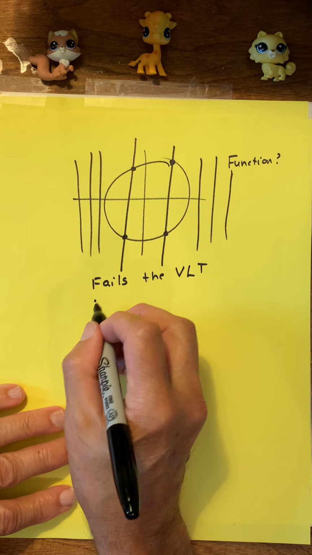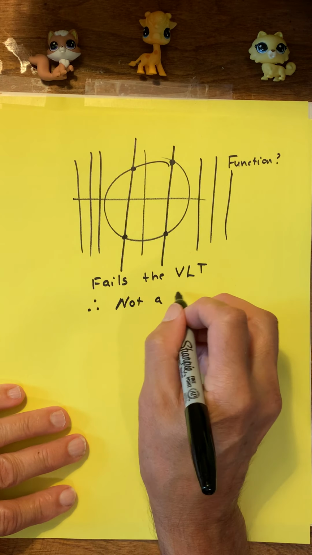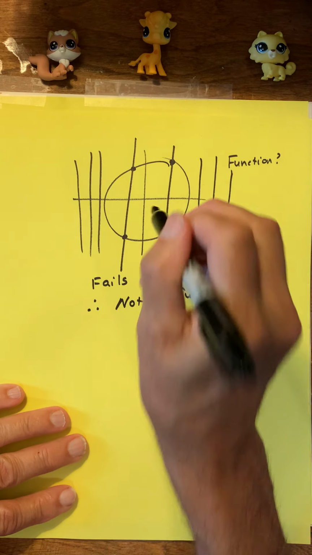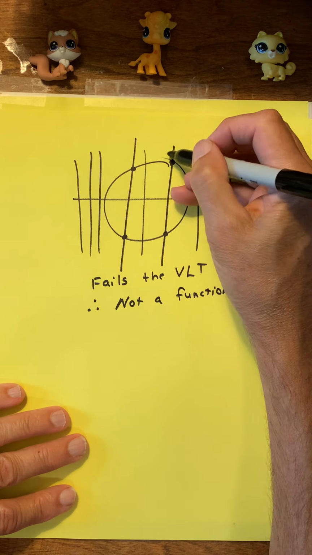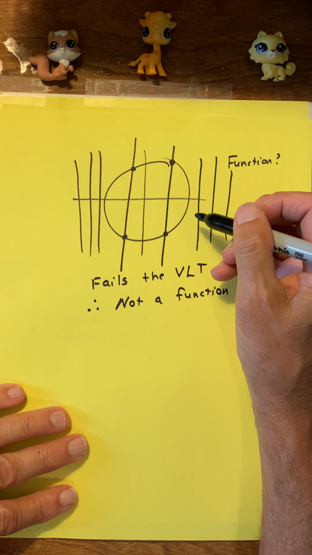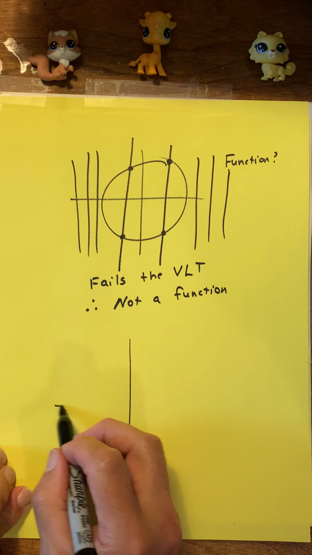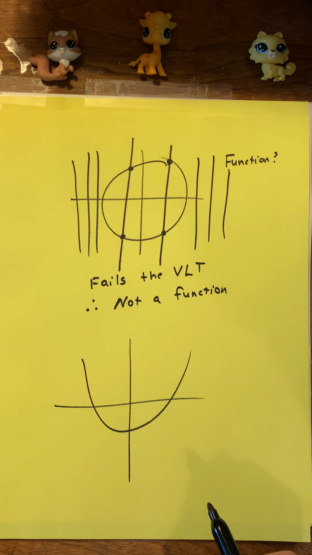So therefore, not a function. In fact, no circle is going to be a function because there are vertical lines that cut it in more than one place. All right, try a parabola. Upward turning parabola. Is that going to describe a function?